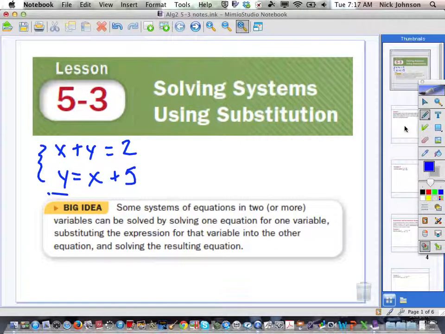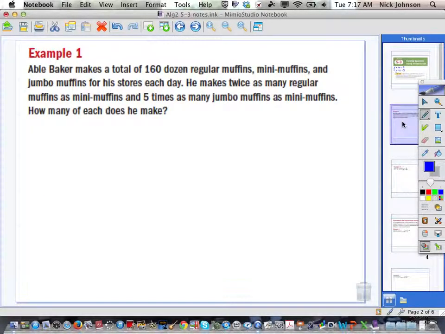So let's look at example 1. Abel Baker makes a total of 160 dozen regular muffins, mini muffins, and jumbo muffins for his stores each day. He makes twice as many regular muffins as mini muffins, and 5 times as many jumbo muffins as mini muffins. How many of each does he make?